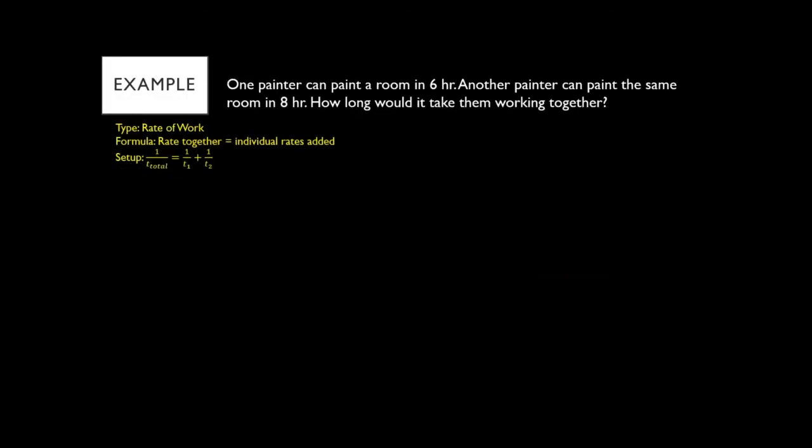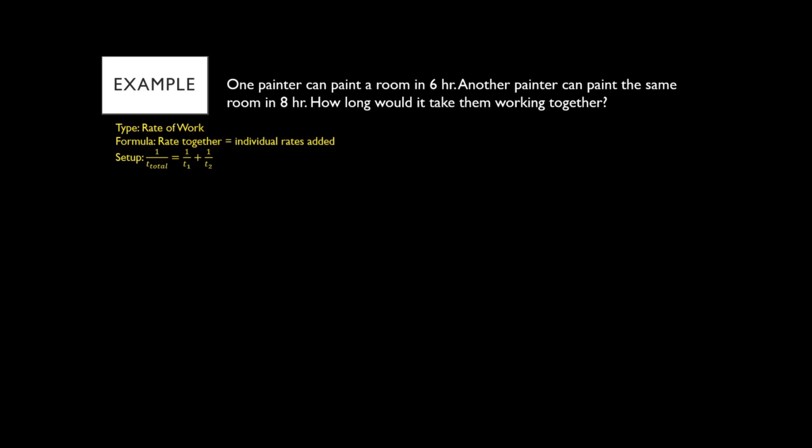So one painter can paint a room in 6 hours. Another painter can paint the same room in 8 hours. How long would it take them working together? This is the kind of stuff that you'd be using if you're managing a plant, or you're managing multiple machines, trying to get a certain job done, and they work at different speeds. Or even if you have employees that work at different speeds when they're doing certain things.